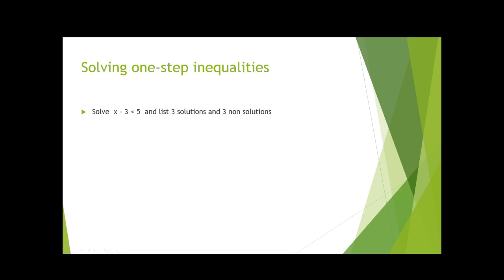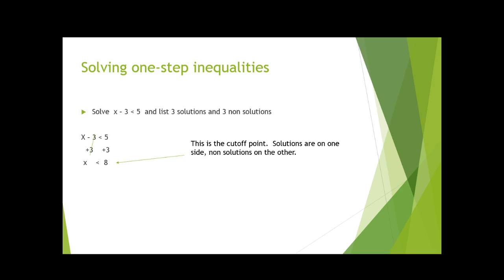So if we look at this one-step inequality, it says solve: a number minus 3 is less than 5. What we need to do is know what the solutions to that are and what the non-solutions are. So we treat it like an equal sign. We're solving it like it's an equal sign. So we're adding 3 to both sides, getting rid of that 3, and so x is less than 8. This is your cutoff point. Solutions are one side, non-solutions are the other.